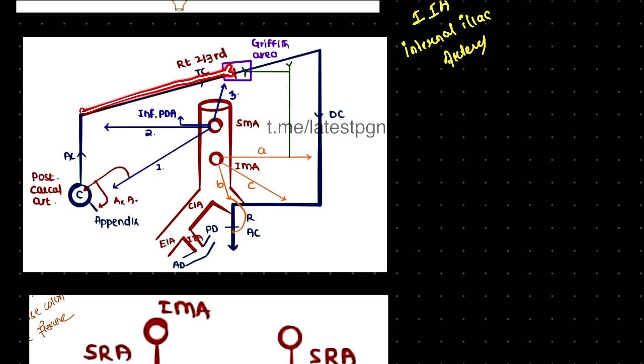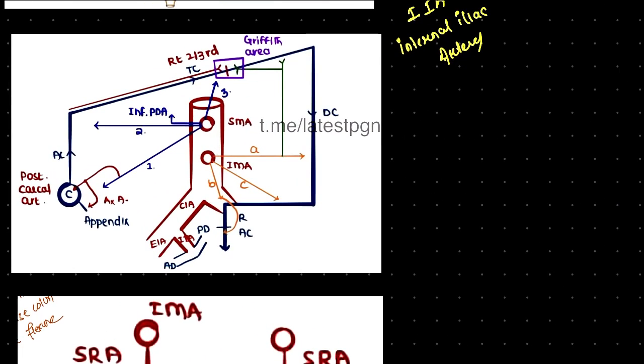I mean this much region. It supplies the right 2/3 of the transverse colon because this right 2/3 of the transverse colon will only fall under the derivative of midgut, and we know the midgut is supplied by the superior mesenteric artery, and the middle colic artery is a branch of the superior mesenteric artery. So this was all about the superior mesenteric artery.